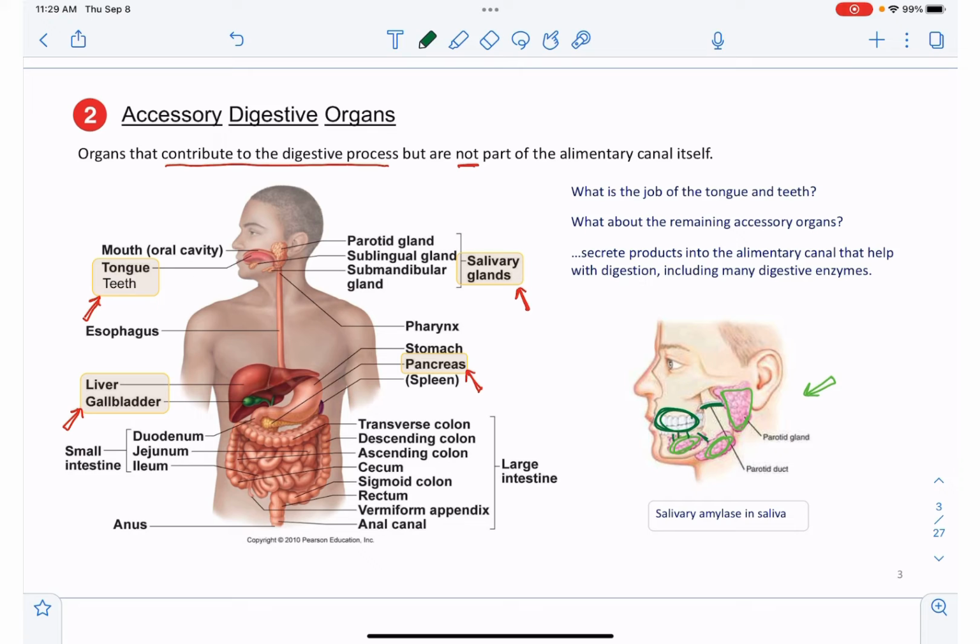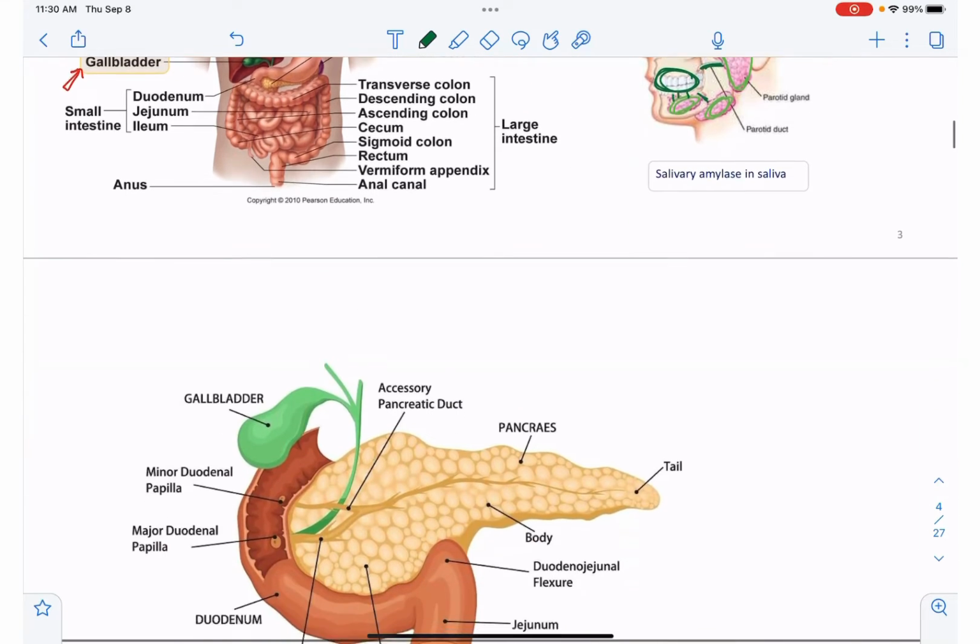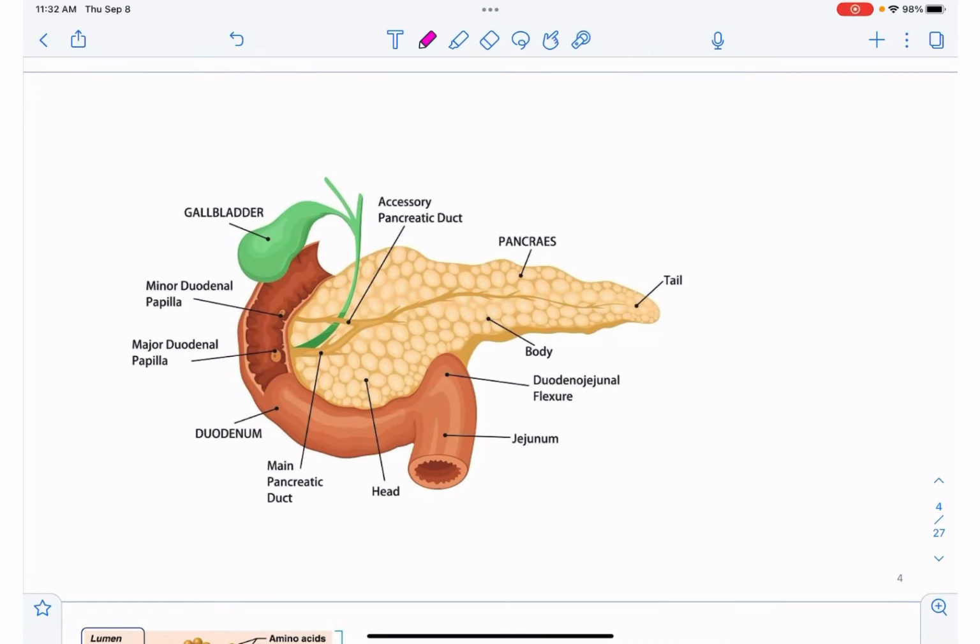That saliva has several functions, but one of them is it has digestive enzymes in it that are going to start breaking down carbohydrates. So that's a good example of what these accessory digestive organs do. They're located outside the alimentary canal. They're going to produce products, and they're going to secrete those products into the alimentary canal, and those products are going to contribute to digestive processes. This is a good example of what these accessory digestive organs do.